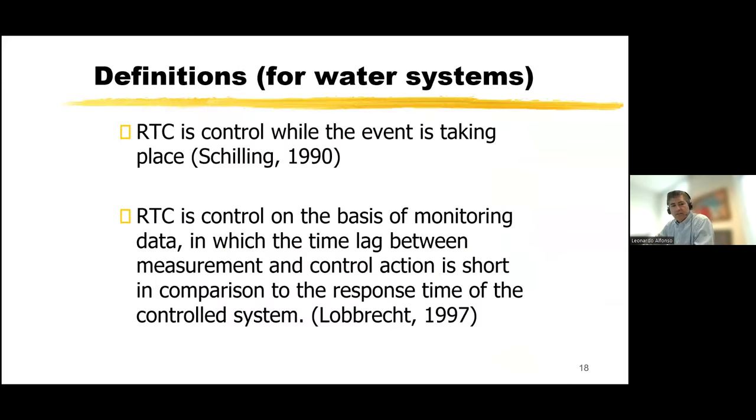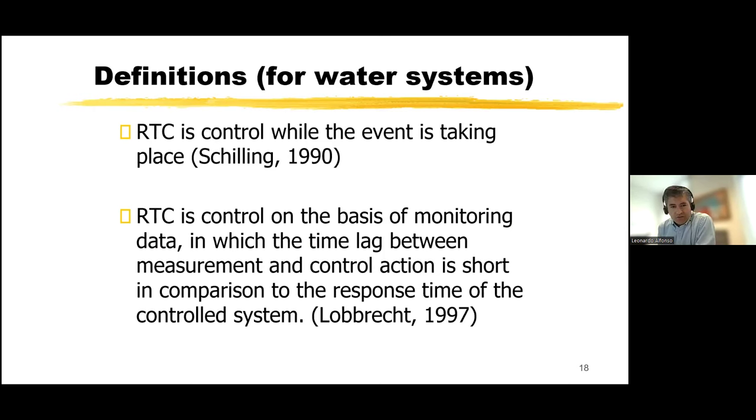So what is RTC, real-time control? It is control while the event is taking place. So there is an event, and then we need to do something about that. That was by Schilling in 1990, but later, a former colleague here at IHE, Associate Professor in Hydroinformatics, Arnold Lobbrecht, came up with this definition: RTC is control on the basis of monitoring data. So we have here the very important first component, data, in which the time lag between measurement and control action is short in comparison to the response time of the control system.